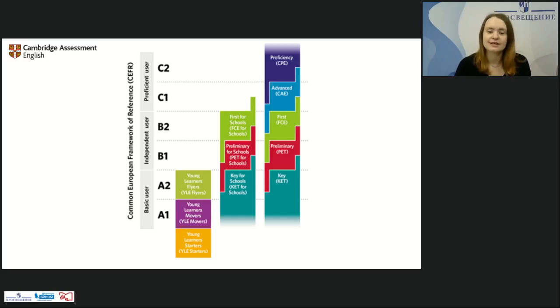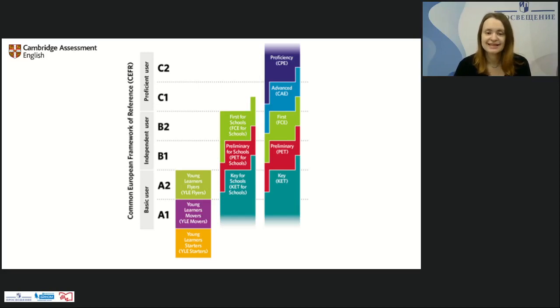So this is CEFR, the thing you can see on your screen. And why do we like CEFR? Because CEFR has some descriptors. They are called can-do statements. And these can-do statements are very helpful for us when we want to assess our students, because we know what to expect from them. We will have a look at some of them a bit later.